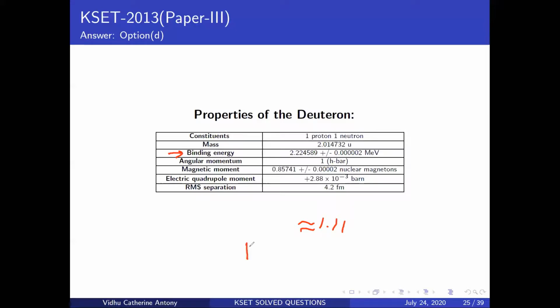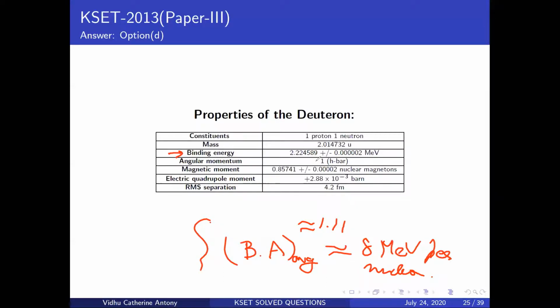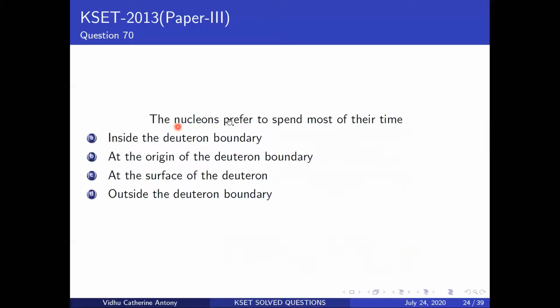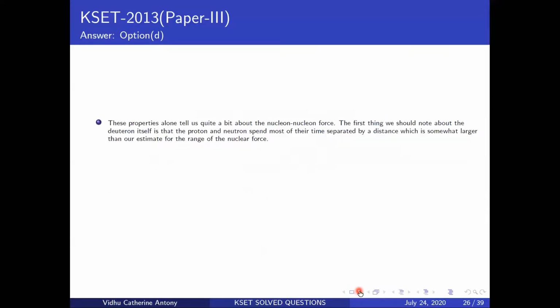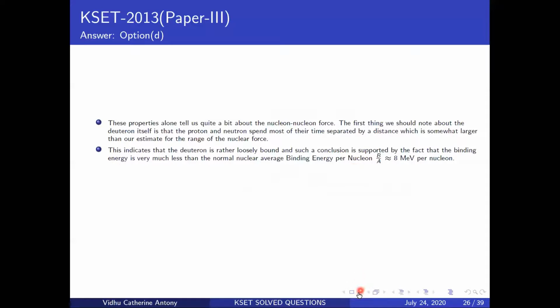But what is your average binding energy? The average binding energy per nucleon is well remembered. It's approximately 8 MeV per nucleon. Now, look at this. The binding energy here is quite small compared to your average binding energy. So you realize that not all of the nucleons can actually be stuck inside it. The nucleons prefer to spend their time outside the deuteron boundary, because of such a low binding energy, they prefer to spend most of their time outside the deuteron boundary.